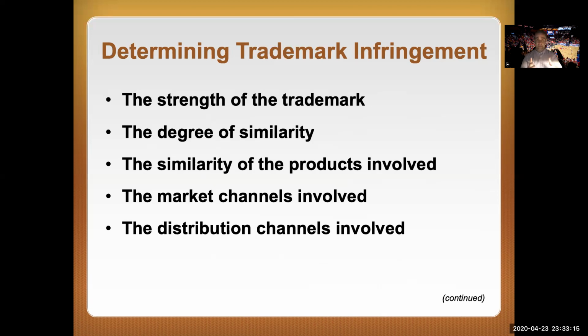So you get an idea of connecting the words on the PowerPoint to what we're talking about in the book. The strength of the Aces trademark: is the Aces trademark fanciful, arbitrary, suggestive, descriptive with secondary meaning, or generic? The degree of similarity between the Aces trademark and Jill B. Pham's alleged infringing trademark. The similarity of the products involved, market channels involved: do the Aces offer their product to a group of consumers similar to which Jill B. Pham seeks to target? The distribution channels involved: does the Aces sell their product in the same places as Jill B. Pham offers? The intent of the defendant: does the evidence show that Jill B. Pham is trying to confuse consumers to believe that she's affiliated with the Aces?